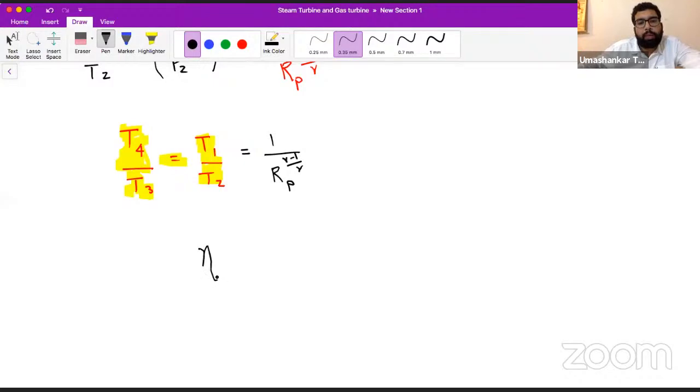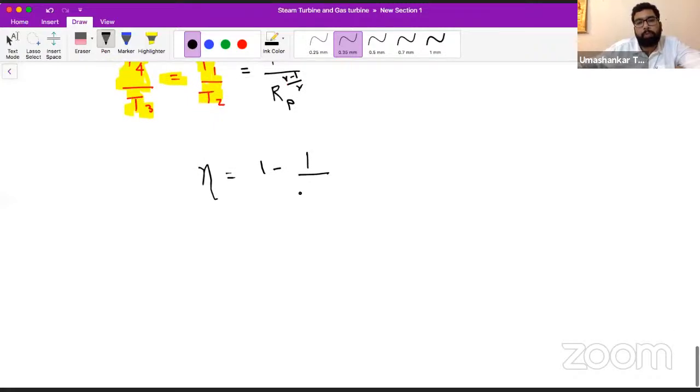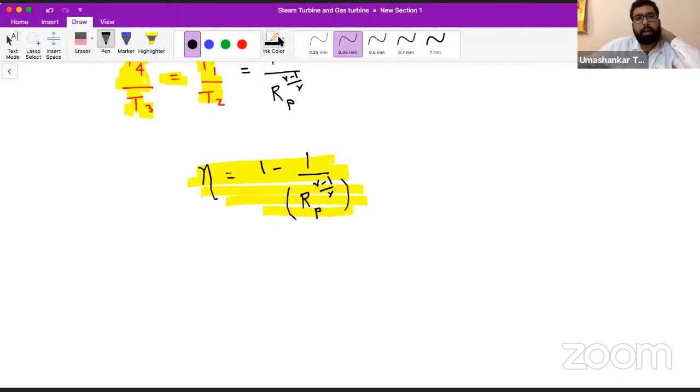Using componendo dividendo, we can find the efficiency, and it is coming out to be, this difference will come out to be x. So 1 upon 1 minus Rp to the power gamma minus 1 by gamma. Can we say like this, Rp to the power gamma minus 1 by gamma? So this is the efficiency equation in terms of pressure ratio, of the ideal gas turbine cycle, or we can say the ideal Brayton cycle.